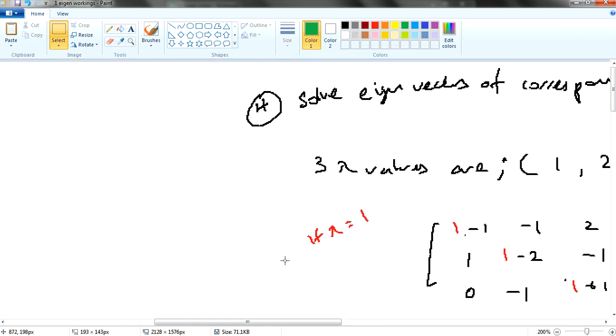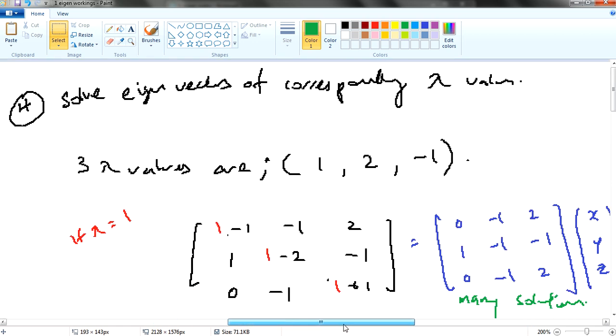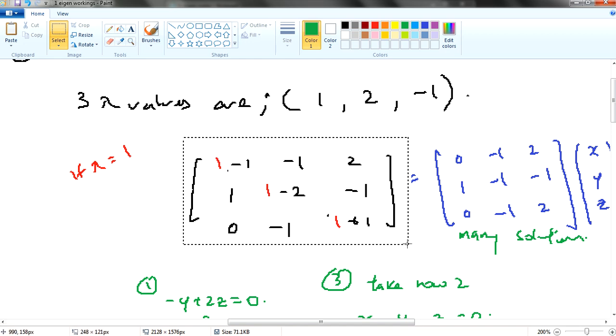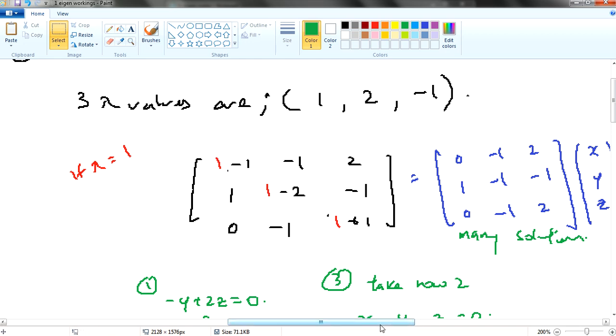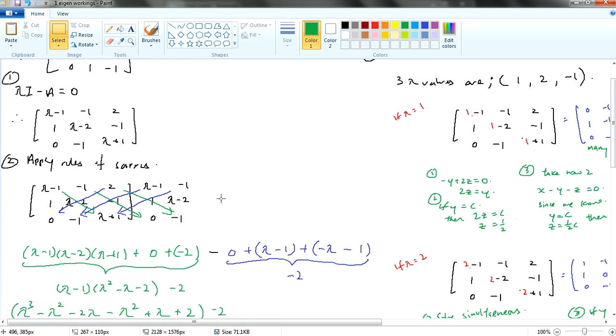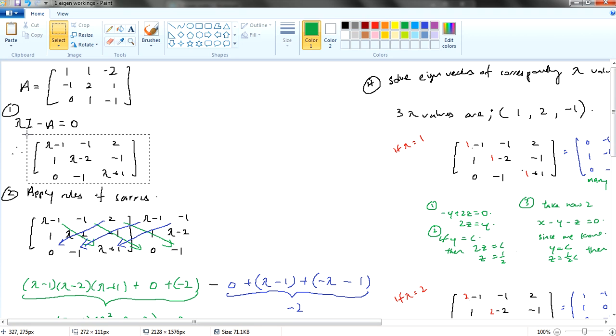After which we can start to solve our eigenvectors corresponding to our eigenvalues. So if our lambda equals 1, our eigenvalue equals 1, you can straight away sub it into your lambda equation. So into this equation, if you remember. So forming this equation is very important.